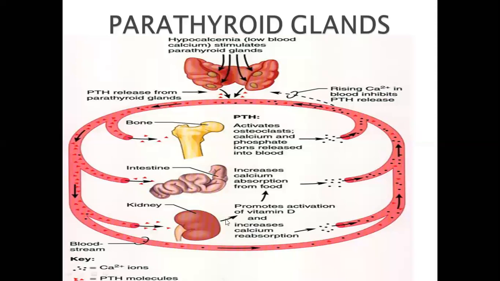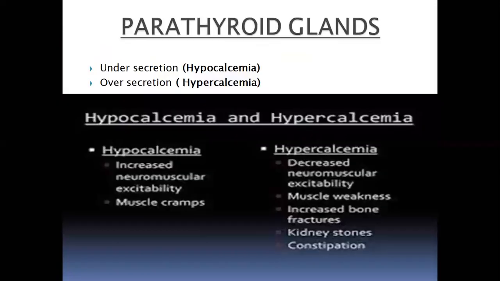Next is the kidney. It promotes activation of vitamin D and increased calcium reabsorption. You know that many salts and ions are also present in the kidney for the filtration process. From there, they are reabsorbed with the help of this hormone that is called the parathyroid hormone, parathormone. These are the functions of the parathyroid glands.